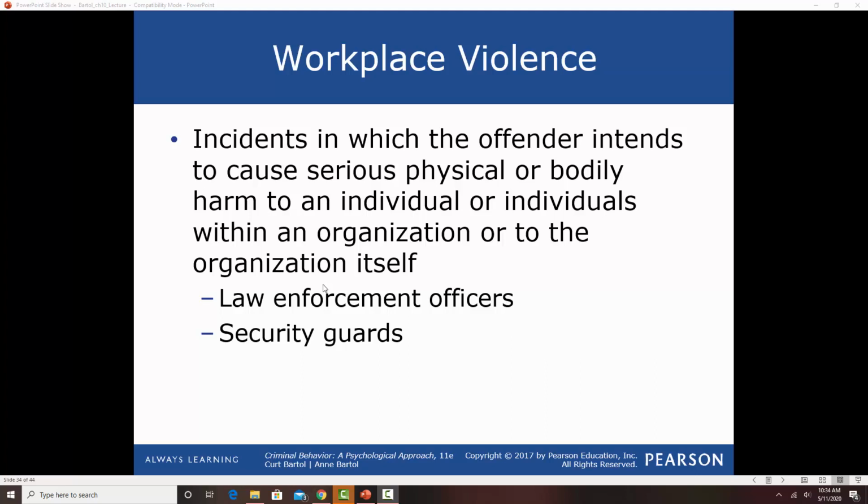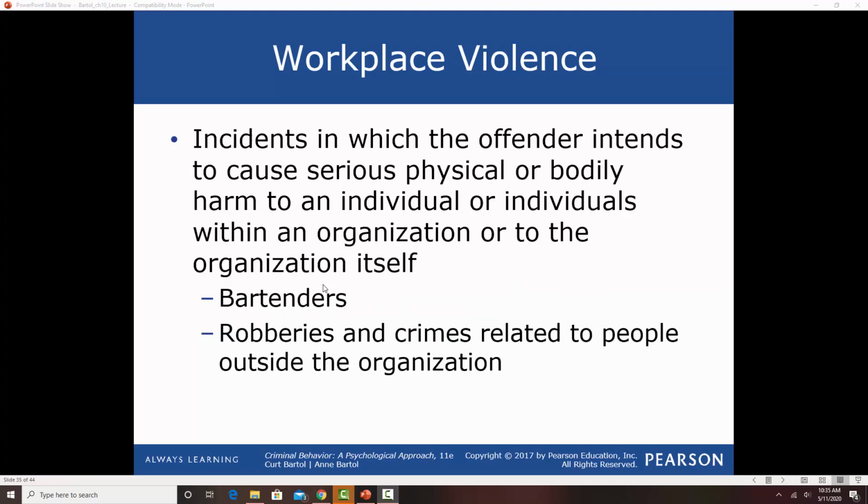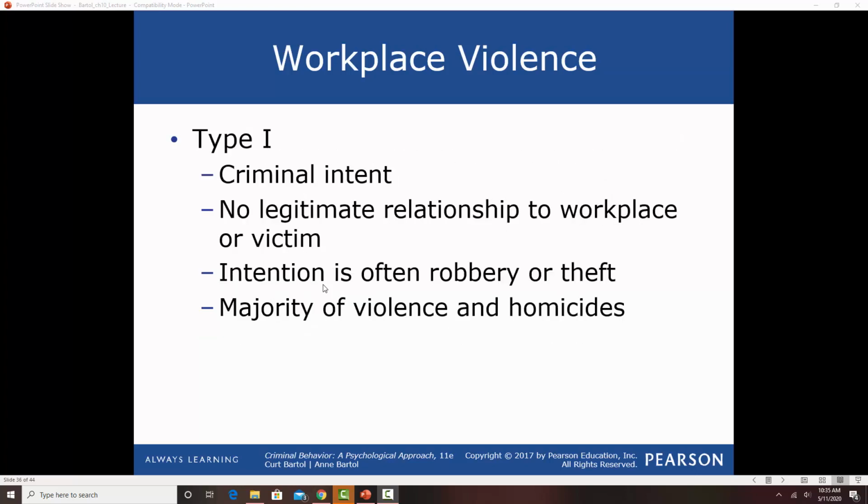So law enforcement officers and security guards are more likely to be injured in the line of work. Again, workplace violence is when somebody intends to cause physical or bodily harm to an individual at a workplace or an organization itself. There was a typology that was created by Gregory. And this typology, remember, typology is a category, a way to identify categories. So this particular typology for workplace violence has 4 types of offenders who engage in workplace violence.